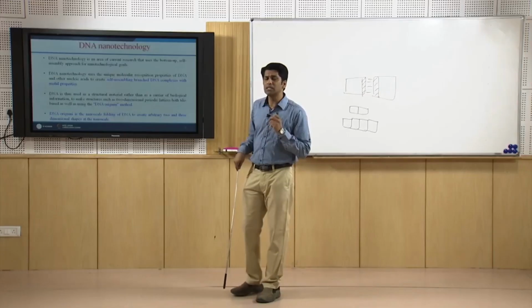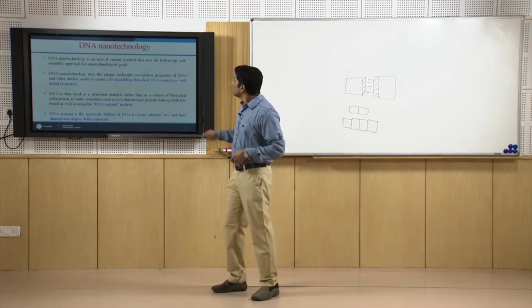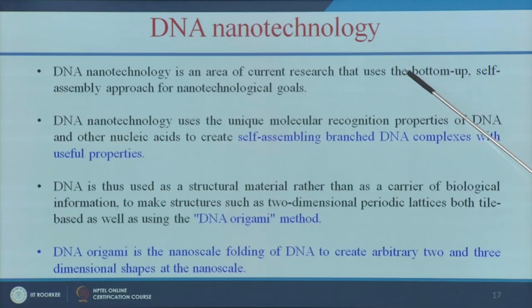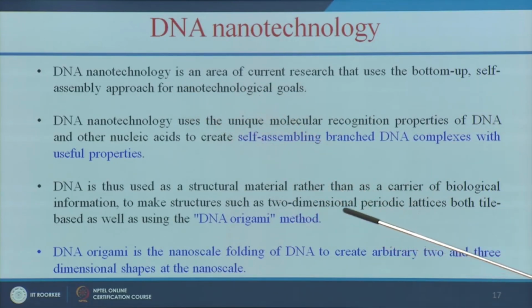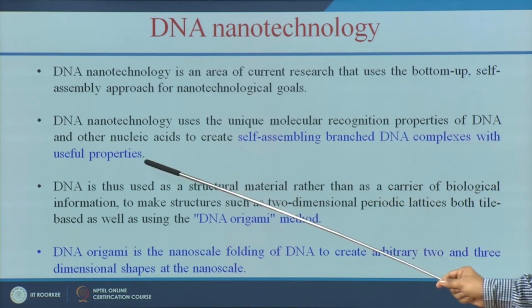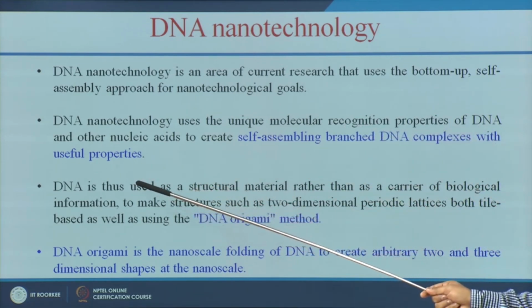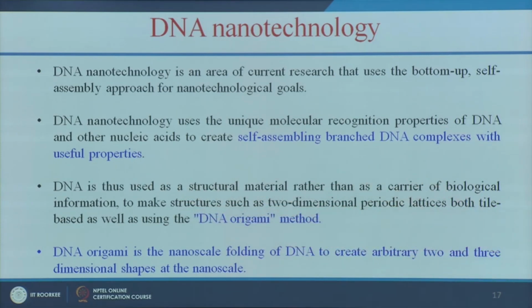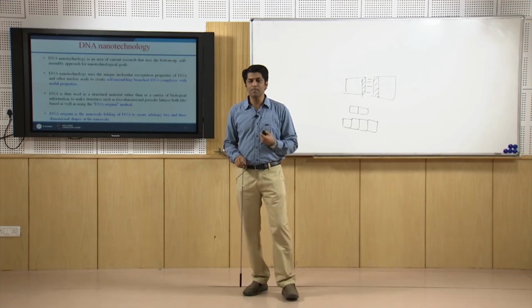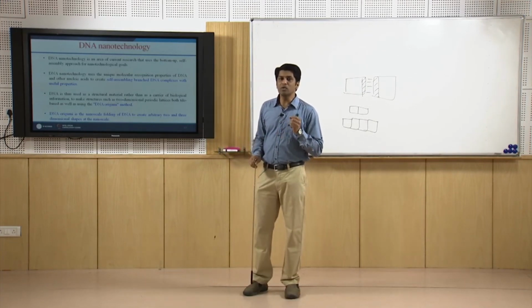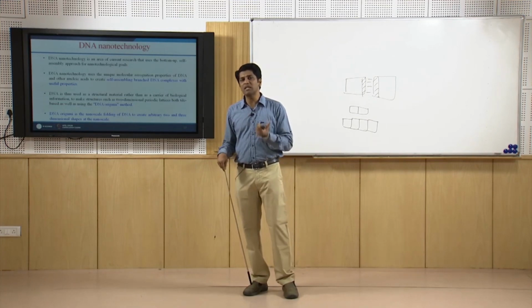So, let us see what DNA nanotechnology is. DNA nanotechnology uses the bottom up, that is self assembly, approach for making DNA-based nanostructures. It uses the unique molecular recognition properties of DNA and creates self-assembling branched DNA complexes with useful properties. Here DNA is used as a structural material. Usually DNA is a genetic material which carries biological information, but here DNA will be used as a structural material for making different nanostructures.